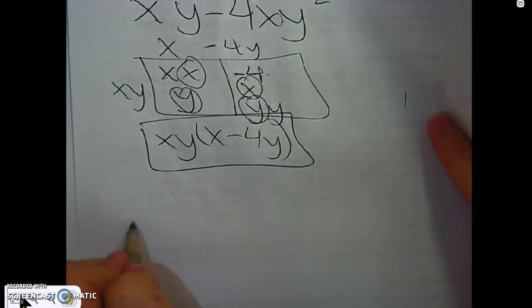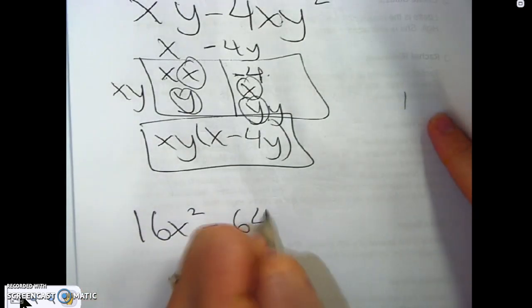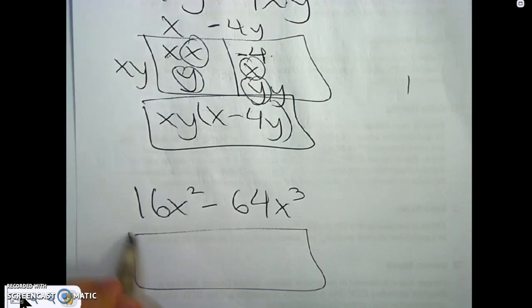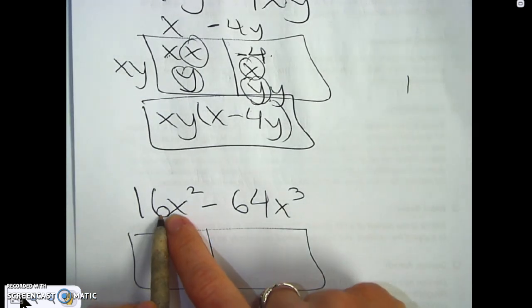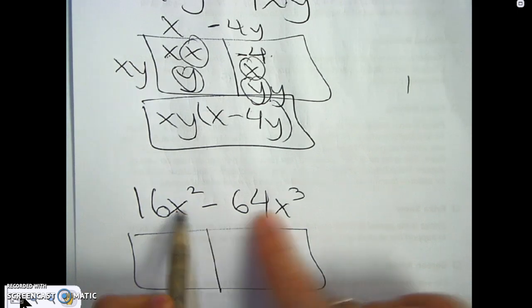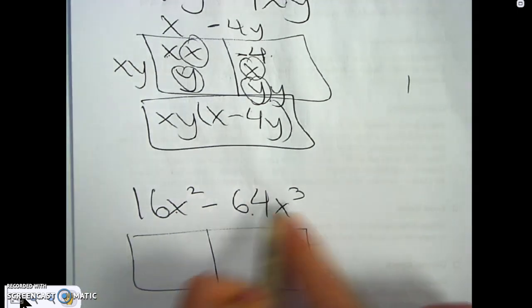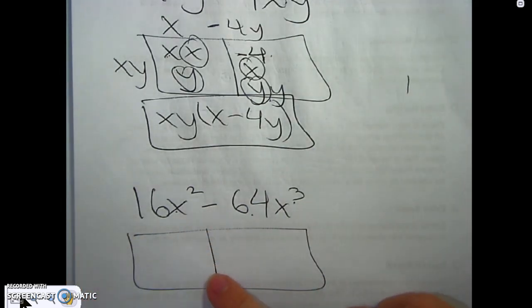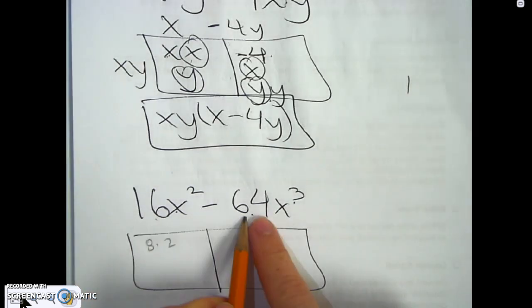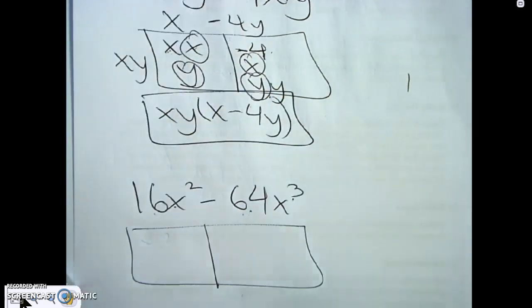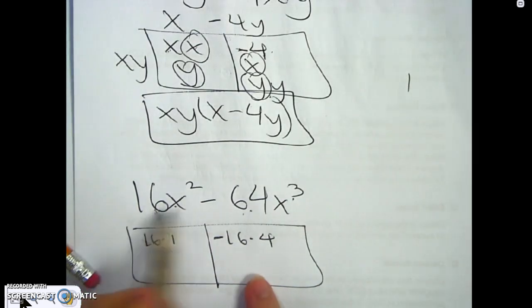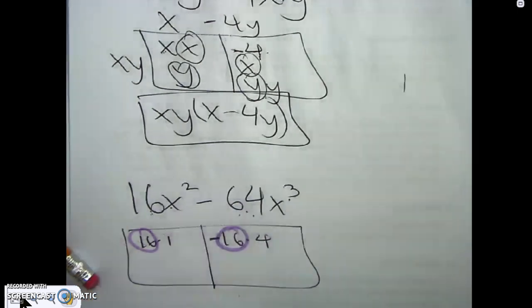Let me do another one. If I had 16x squared minus 64x cubed, this is a hard one, okay? When I look here, you feel like it's square root because you can square root x squared. You feel like it's square root because you can square root 64, but you can't square root x cubed. So they have something the same. And you feel like it should be 8 times 2 because 8 goes into 64. But the problem is 16 times 1 is 16, and 16 times 4 is 64. So you always have to be careful about taking out the biggest.